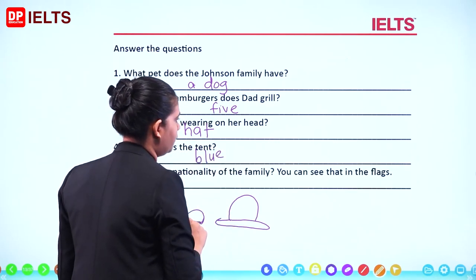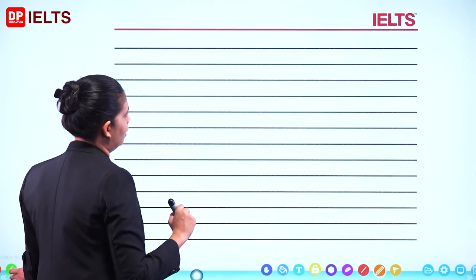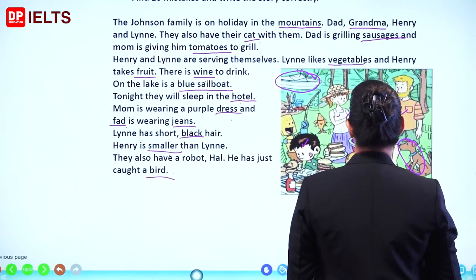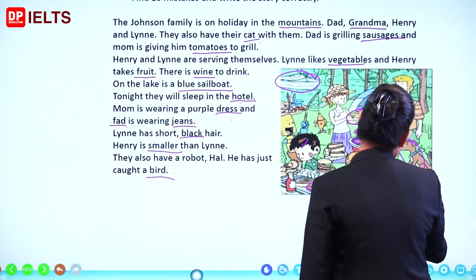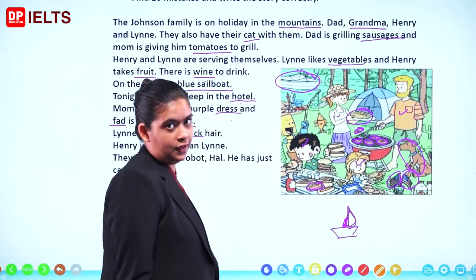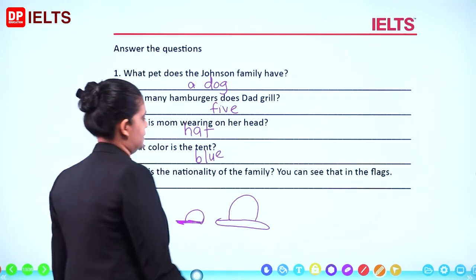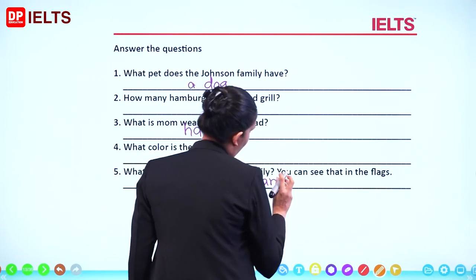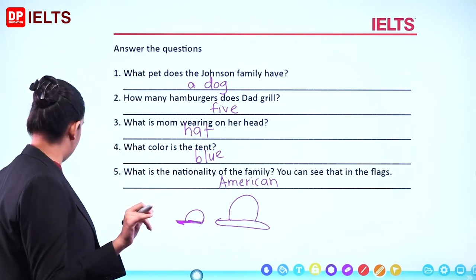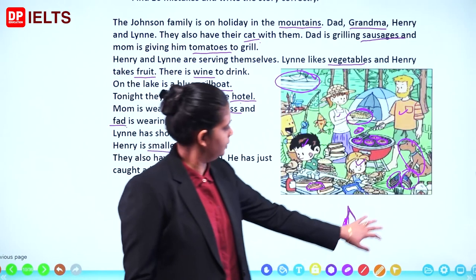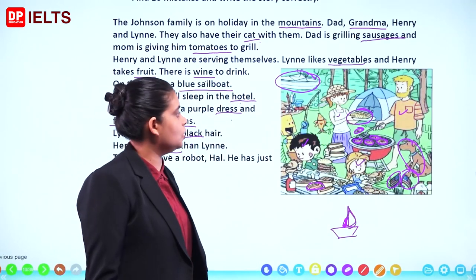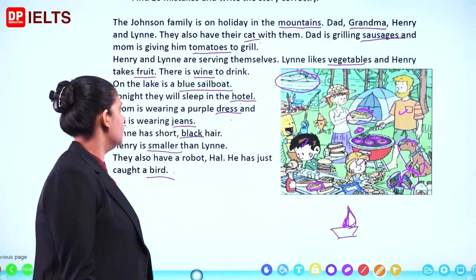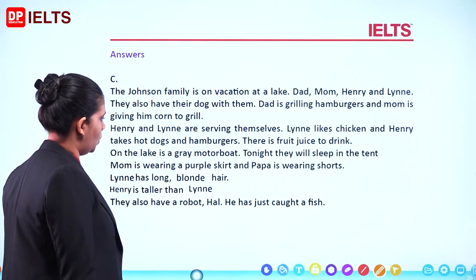What is the nationality of the family? You can see that in the flags. Let's see. You can see the nationality, it's here. So which nationality do you think they are from? Looking at the flag, they seem to be American. We can roughly guess that they are American here. For the tent also, if you want, you can put blue and gray. But if not, that's fine. Okay, so moving on.